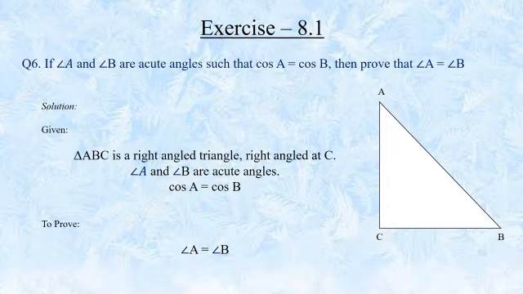Triangle ABC, in which given that angle A and B are acute angles. So, angle C is the right angle. Given triangle ABC is a right angle triangle, right angled at C. Angle A and angle B are acute angles, cos A equal to cos B. We have to prove that angle A is equal to angle B.